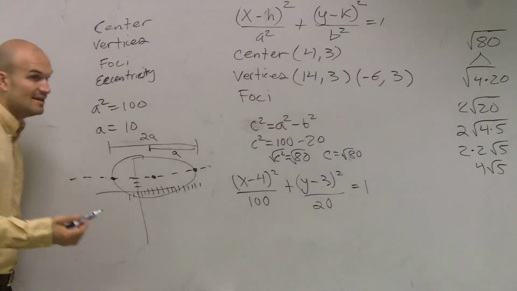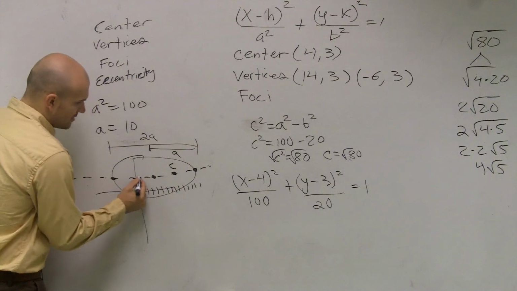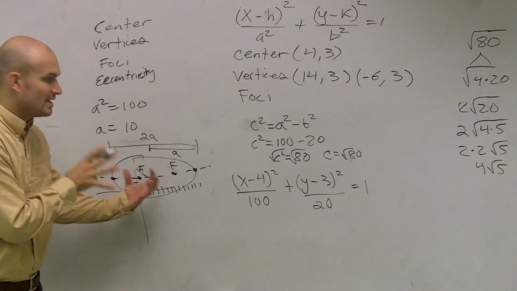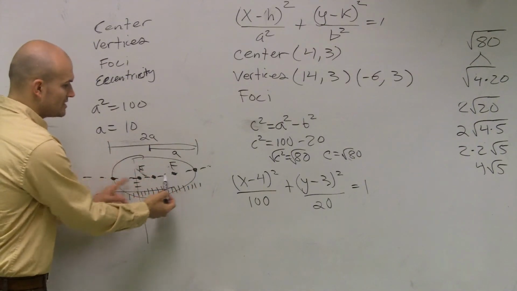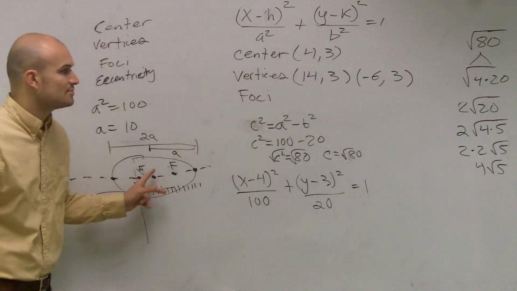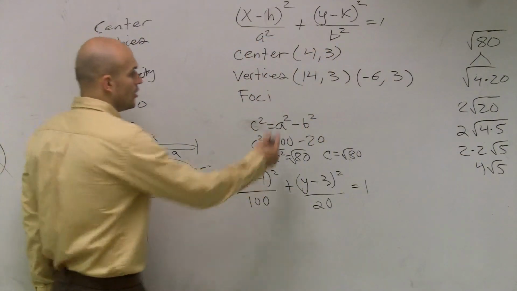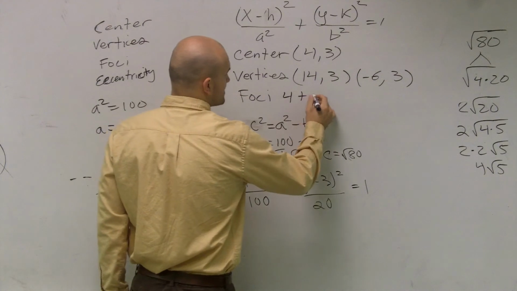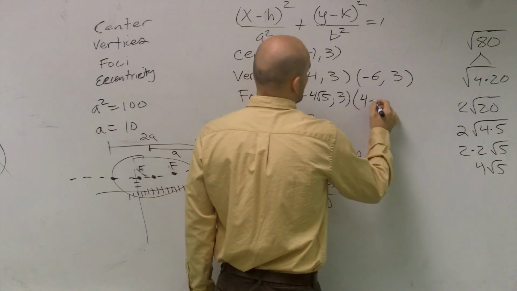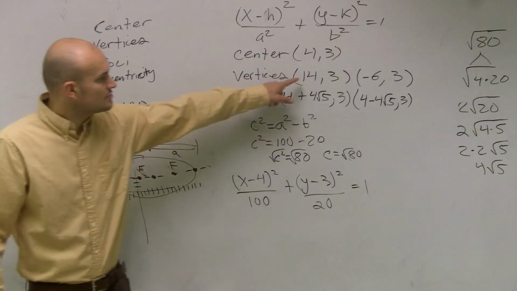Remember, our c is still on your major axis of symmetry. So there's your c, and there are your foci. Your foci are going to be inside your vertices, between your vertices and your center. So now I'm going to do the exact same thing I did with my vertices, except my c is now 4 radical 5. So we do 4 plus 4 radical 5, comma 3, and 4 minus 4 radical 5, comma 3.